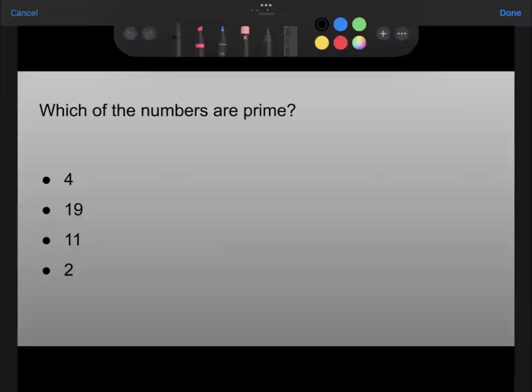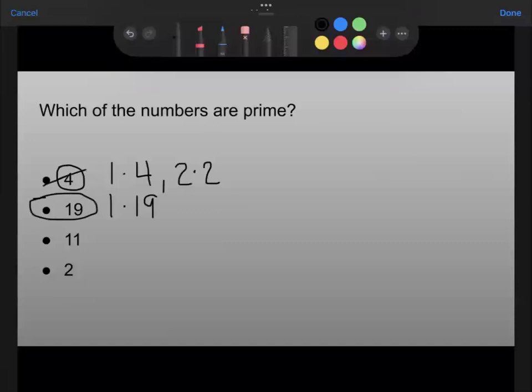Okay, so let's take what we just talked about and use it to identify some prime numbers. They're asking us which of the numbers below are prime. We've talked about 4 in our example as a composite number. Well, let's just double check. 4, I can do 1 times 4, but I could also do 2 times 2, so that is not a prime number. 19, I can do 1 times 19, but I can't think of any other two numbers I can multiply to give me 19. So I would say that 19 is a prime number.